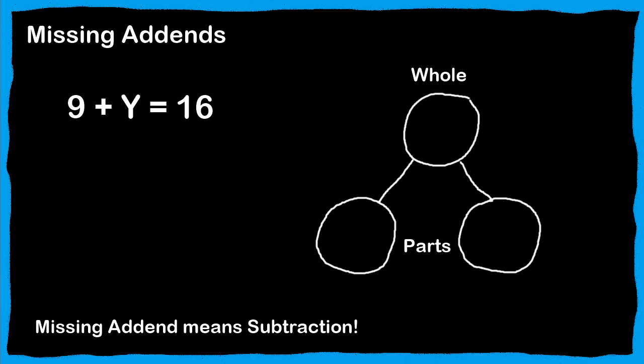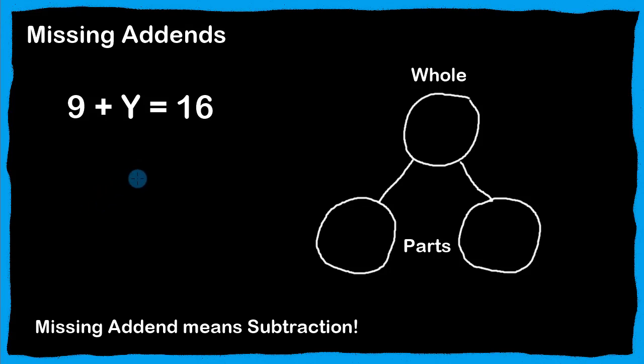Okay, today we're going to be talking about missing addends. So here we have an addition equation, and you can see that we have a y in here. So it's 9 plus y equals 16, and the y is what we call a variable. It can be any letter, and basically it stands for a missing number.